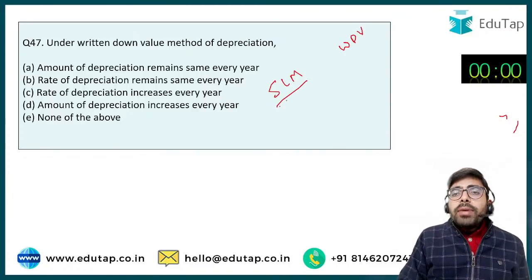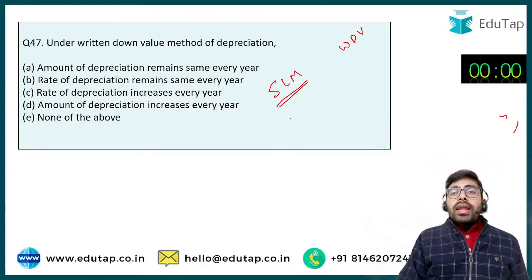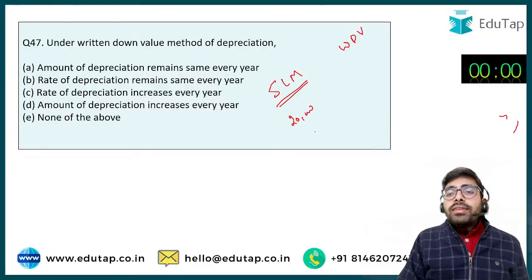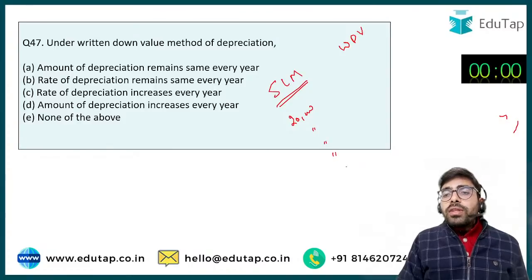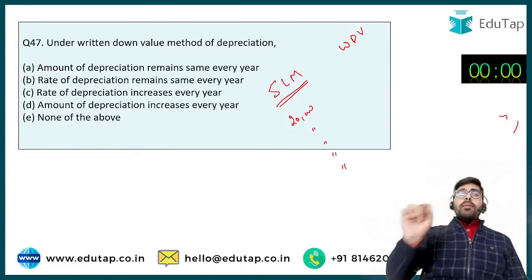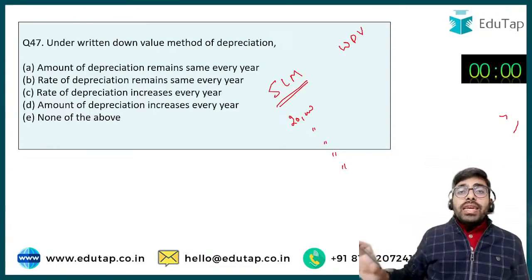So straight line method के अंदर हम क्या करते हैं? We charge same amount of depreciation every year. Like in the previous example, we were charging 20,000 every year. So this is straight line method. Same amount of depreciation we are going to charge every year.